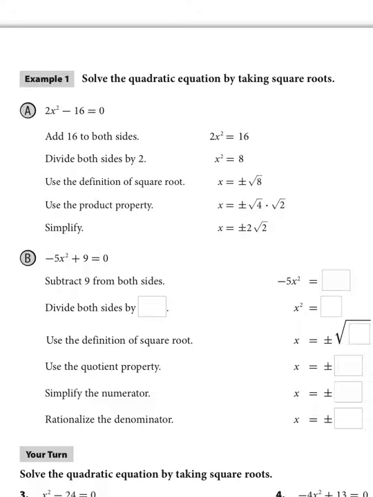So notice that what we're starting with is 2x squared minus 16 equals 0. All right, we need to isolate the x squared, the perfect square. So you're going to add 16 to both sides, divide by 2, and you get 8. You take the square root of both sides, you get plus or minus the square root of 8. Don't forget that plus or minus. And the square root of 8 does simplify to 2 square root of 2. So let's try one together.